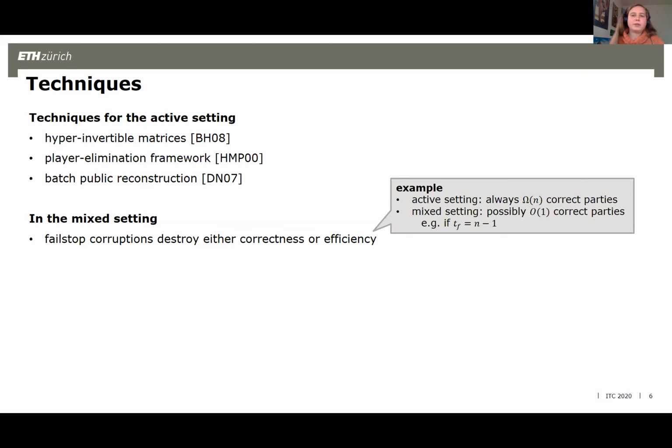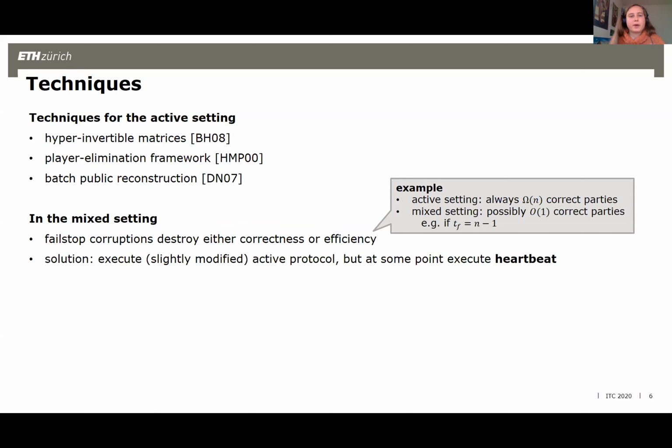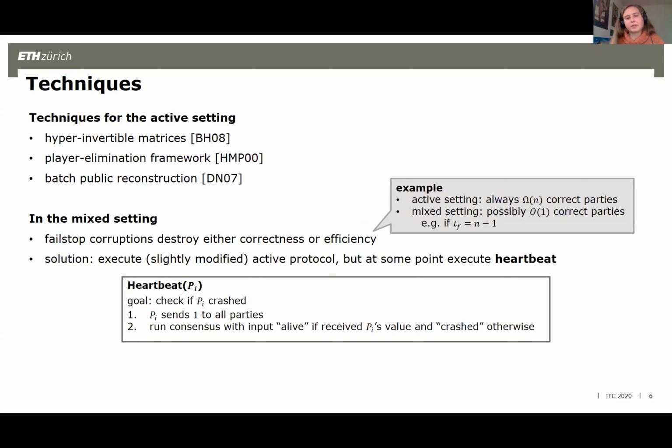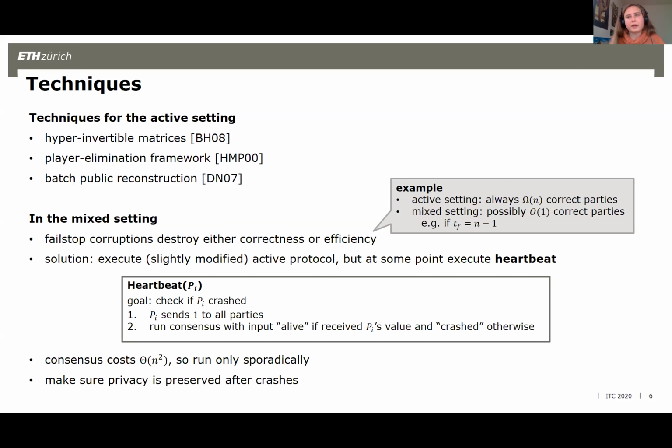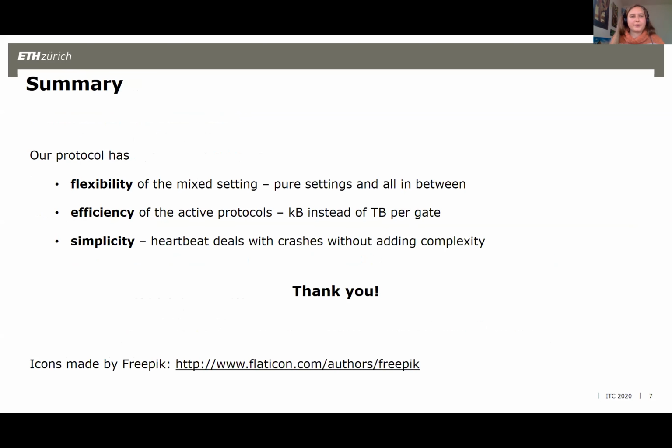and so we lose efficiency. So our solution is to slightly modify the active protocol, and at various points we execute a heartbeat, which is super simple. We just check whether a party crashed by this party sending some value to all parties, and then we run consensus. The downside is that consensus costs a lot. We want linear complexity, so we only run it every now and then, and we make sure that privacy is preserved even with crashes. So we can repeat the protocol without the crashed parties. That's the overview of our technique.